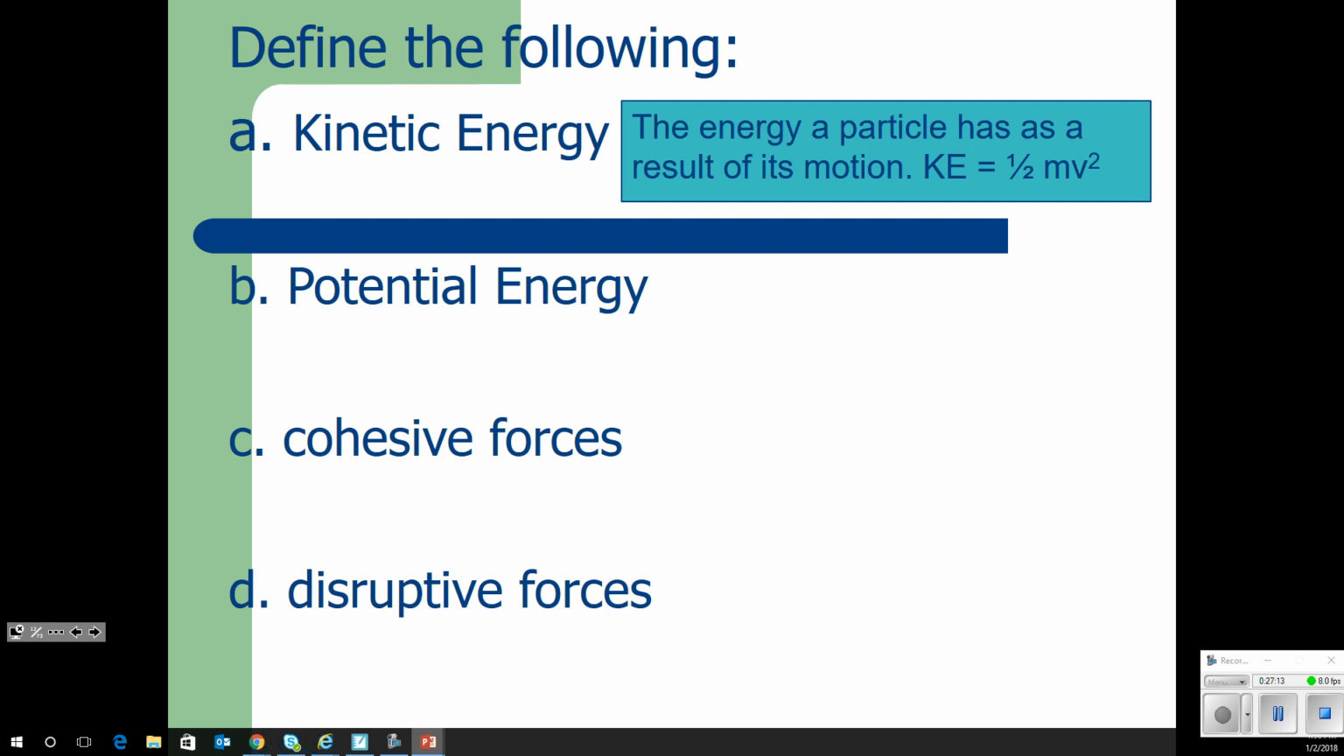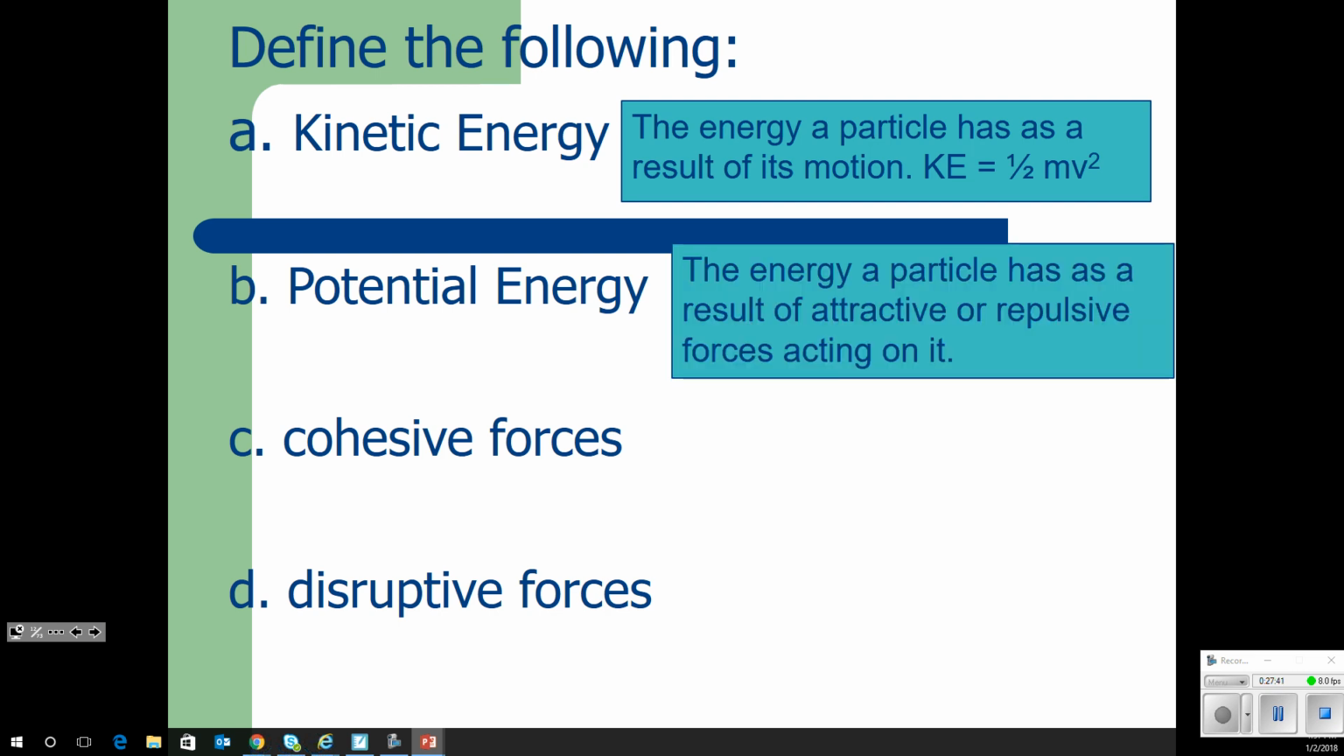Kinetic energy is the energy of motion. Okay, kinetic energy is 1/2 mass times velocity. That's not volume, that's velocity. Lowercase v is velocity squared. What has the most effect on kinetic energy, mass or velocity? Velocity, because it's squared. Okay, so that has the most effect. So the faster I go, the more kinetic energy I have.